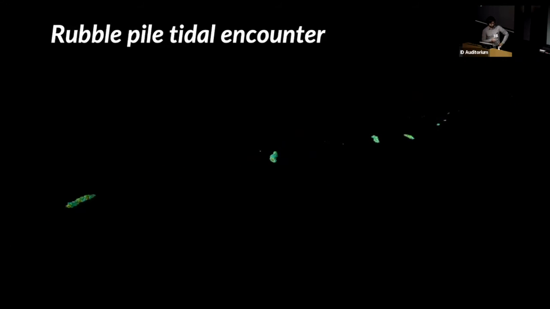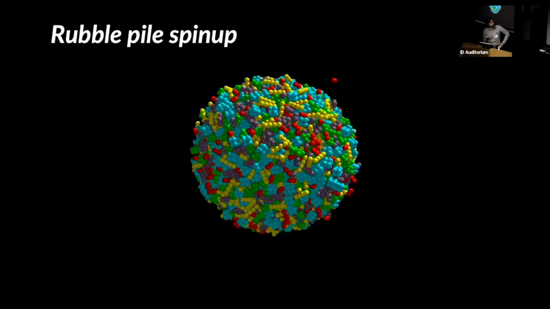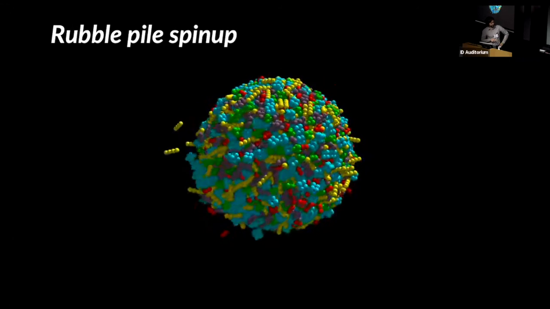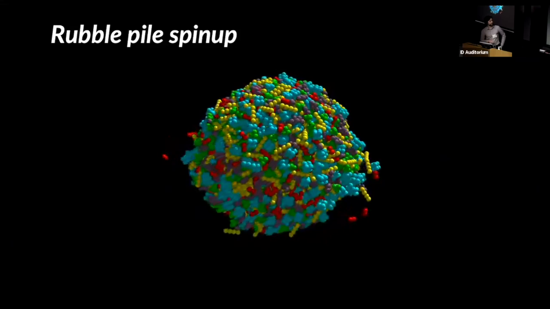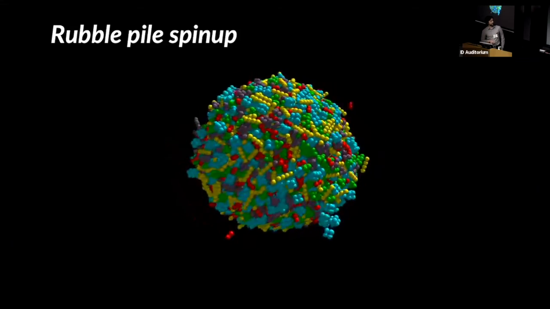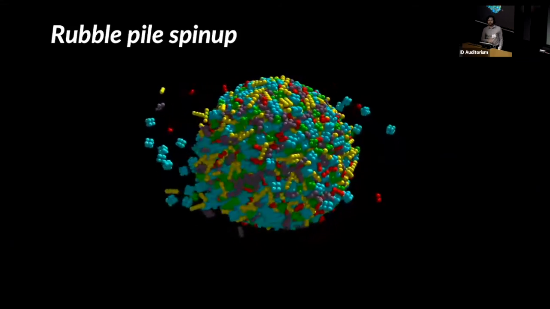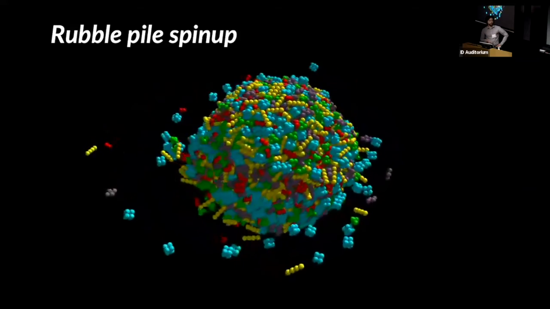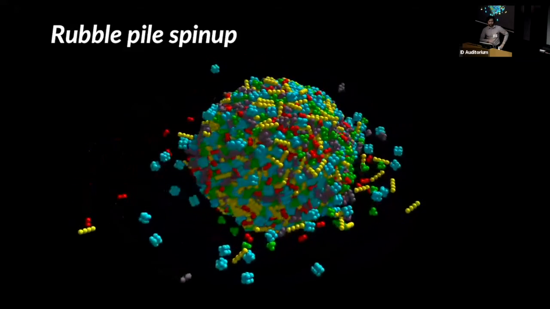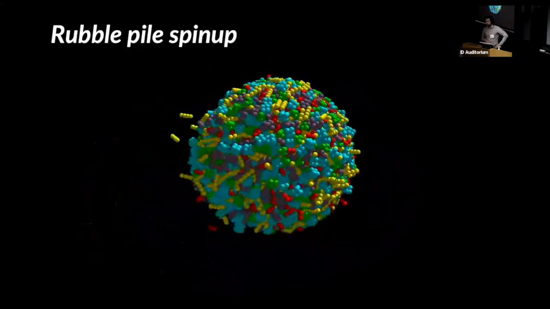And then for another example, you can see spin up. So similar initial setup, but this is, say, the result of a Yorp type spin up. And again, you can ask, how does binary formation change? How does reshaping change? This will effectively change the coefficient of friction, etc.